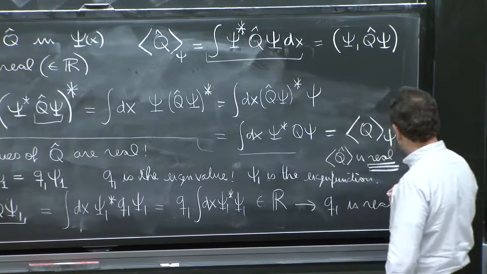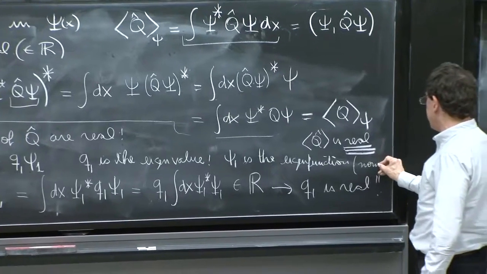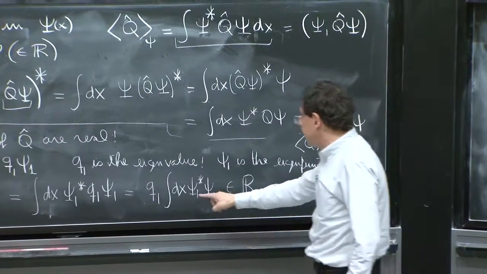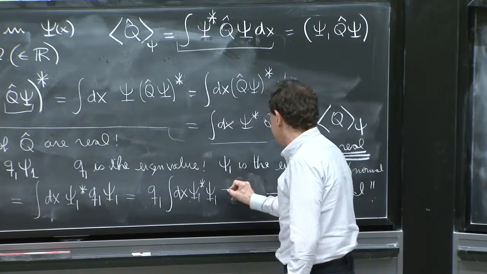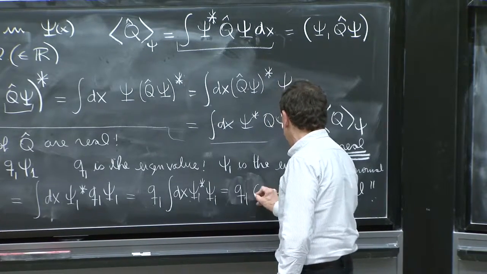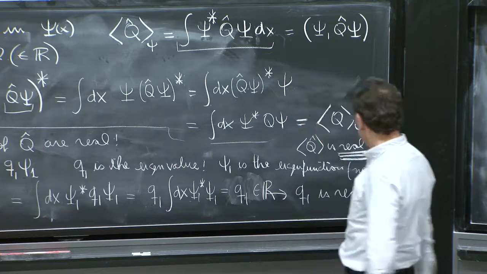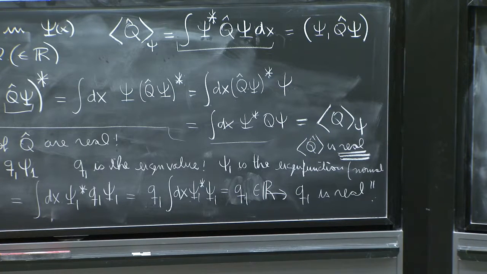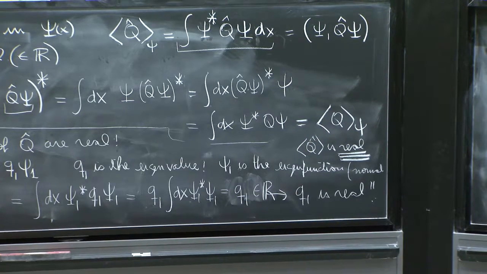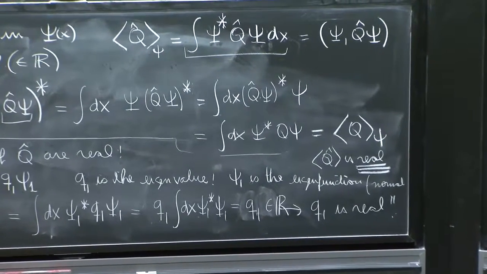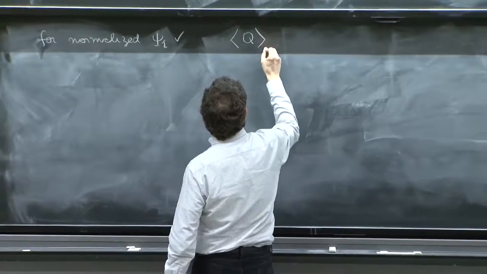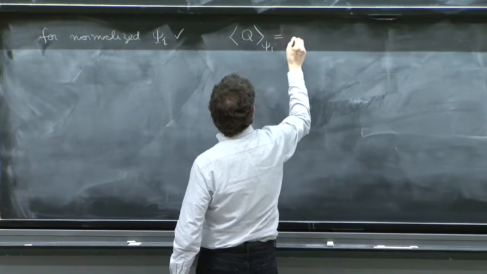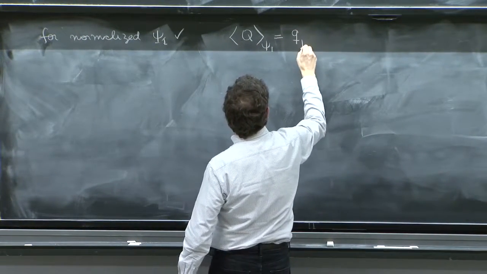Psi1 is the eigenfunction, normalized. And this integral would be equal to q1, belonging to the reals. And q1 is real. So for a normalized psi1, as it should be, the expectation value of Q on that eigenstate is precisely equal to the eigenvalue.